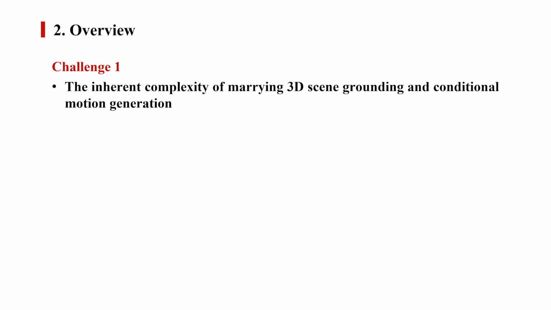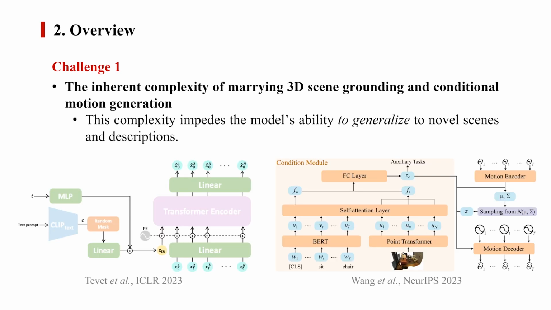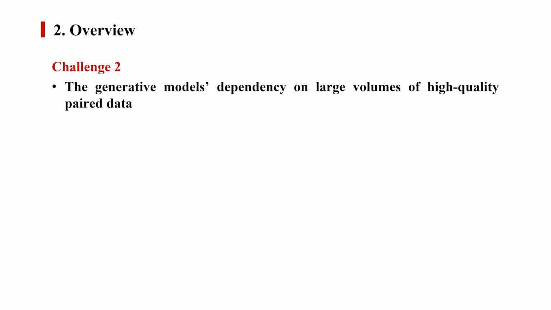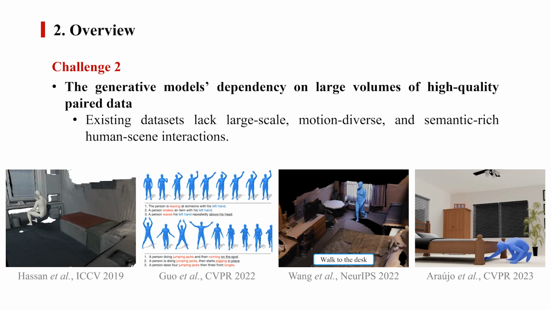The first challenge stems from the inherent complexity of marrying 3D scene grounding and conditional motion generation. This complexity poses hurdles for existing diffusion or CVAE models to generalize to novel scenarios. The second challenge lies in the generative model's dependency on large volumes of high-quality paired data. Regrettably, existing human-scene interaction datasets still fall short of simultaneously meeting the requirements of large-scale, motion diversity, and semantic richness.